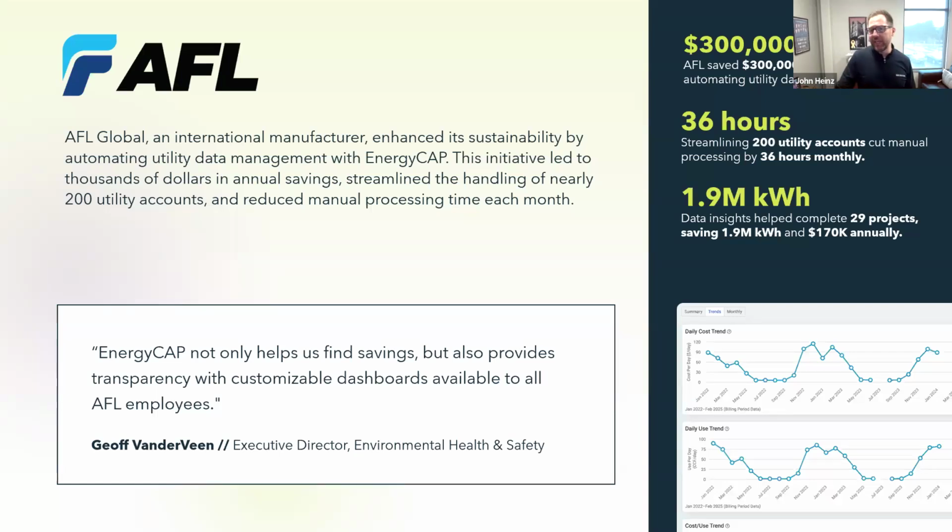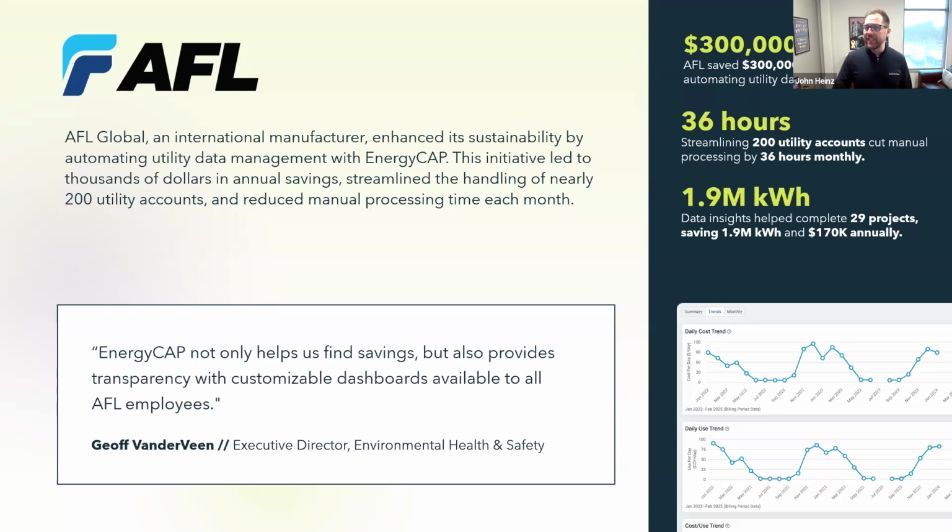So one of the customers is AFL Global. They're a global manufacturing organization. So they have some challenges where they have sites all over the world with data in different languages, different units of measure and different currencies. All of that comes into EnergyCAP, and they're using EnergyCAP foundationally for energy and sustainability reporting. Some of their results: they're documenting over $300,000 of annual savings from fixing inefficiencies and automating utility data. So, the real concrete numbers of savings just by adopting software and having better visibility and better processes.